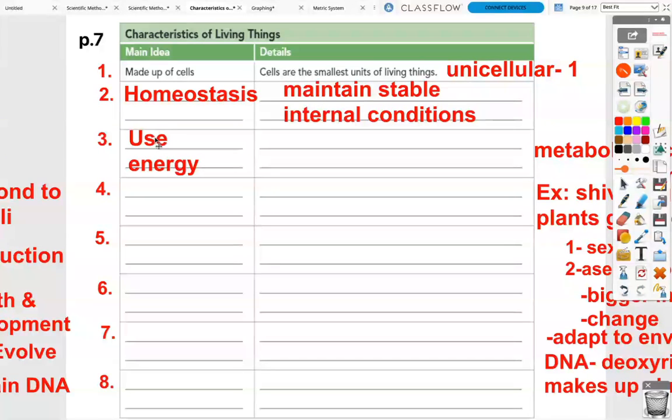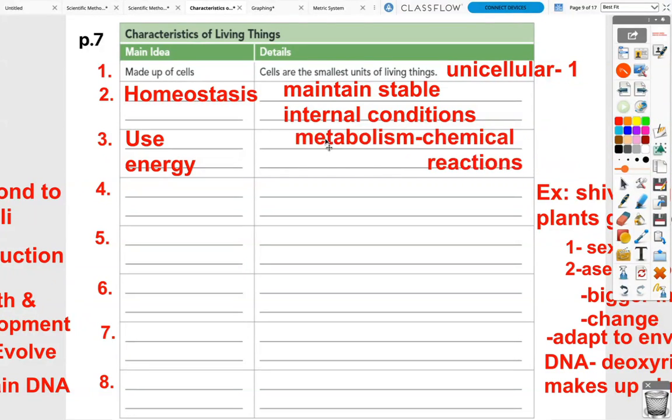The next thing, we use energy. All living things have to have energy. All living things have to get energy. Think about us. We get energy from the food that we eat. So we have to take in food, break down that food to get that energy. Plants are going to get energy from sunlight. So they're going to take in that energy through the process of photosynthesis. They're going to convert that into usable energy.